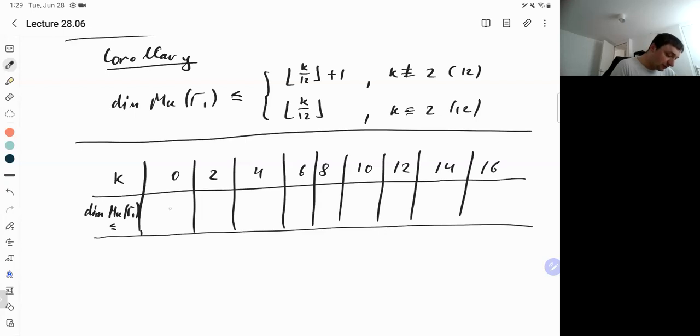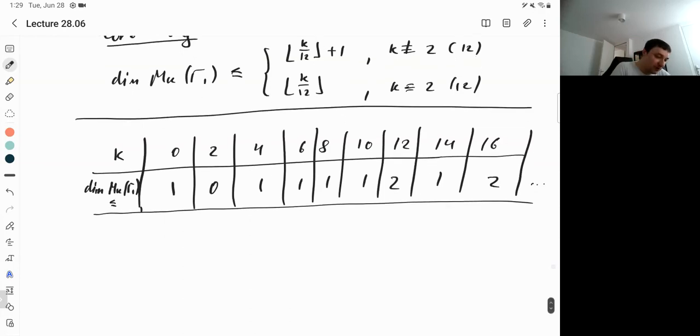And here, well, the dimension is 1, because the constant is an example. So here the upper bound that you have from this corollary is 0, and then you know it is 0 because that's the smallest it can be. So here the upper bound is 1, 1, 1, 2, 1, 2, and so on.